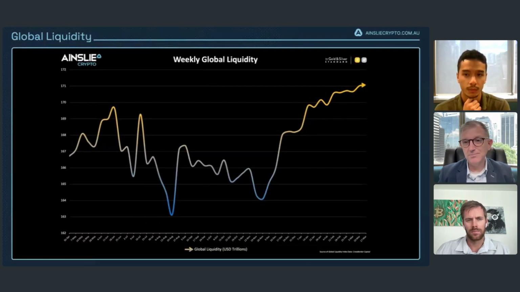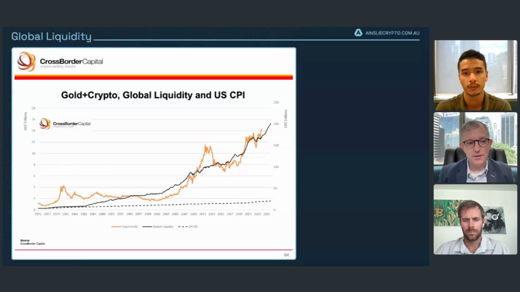More money in the system, which is liquidity, means that we're going to have that money need to go somewhere, and it tends to find its way into asset prices. I think this chart explains it really well. Joe, do you want to give us a bit of an overview of what's going on here?